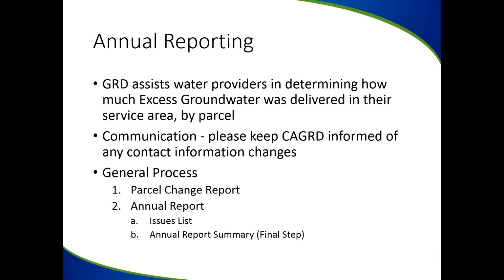Next, the general process for the annual reports, as I mentioned earlier, is first to do a parcel change report and then to do the annual reporting process itself. After we do the annual reports, if anything comes up through our QA/QC process, we would send you an issues list. And then the final step is to provide an annual report summary to you. So we'll go through that in more detail now.